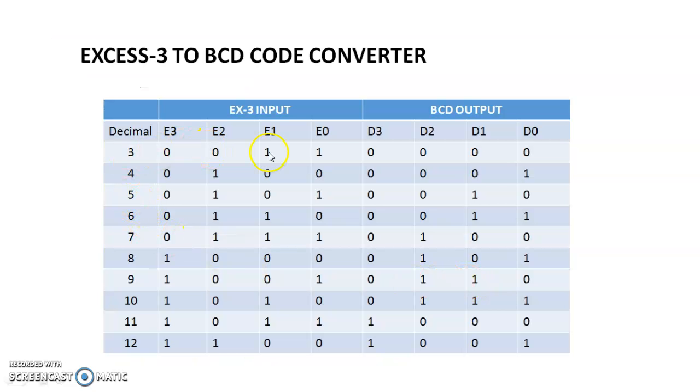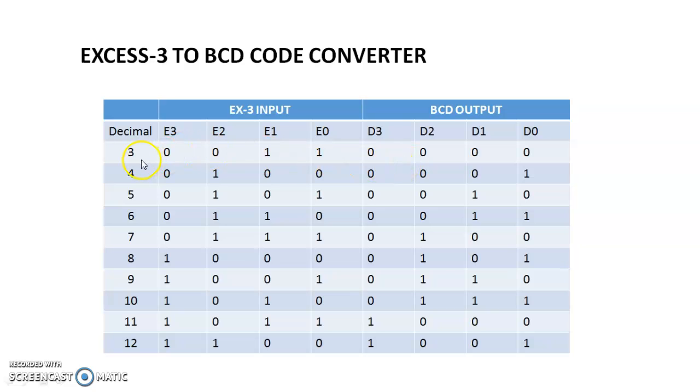Next is the XS3 to BCD converter. In the XS3 to BCD converter, we have to do the opposite of the BCD to XS3 converter. So when the input is given as an XS3 number, we have to subtract 0011 from that number, then you will get the BCD equivalent. So for the first number, that is 0011, when you subtract the number 3 from this number, you will get the answer 0. That is the XS3 to BCD converter.